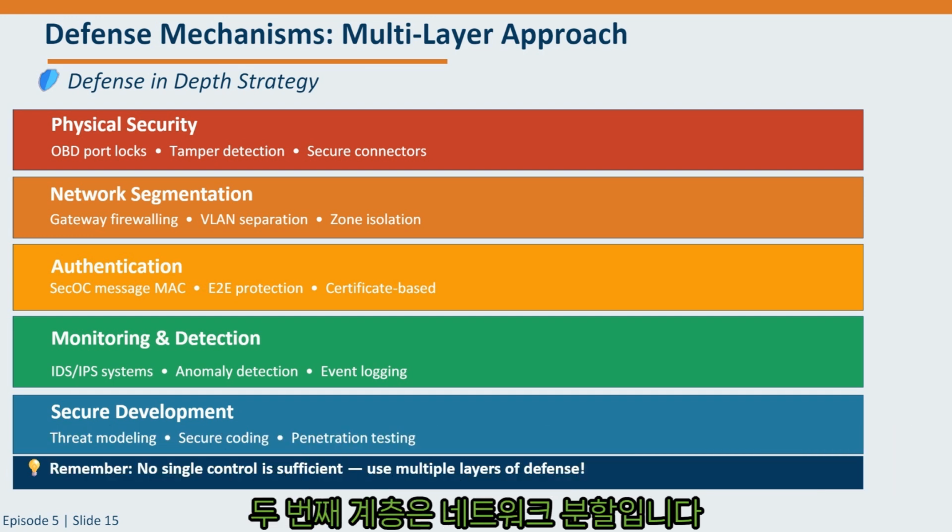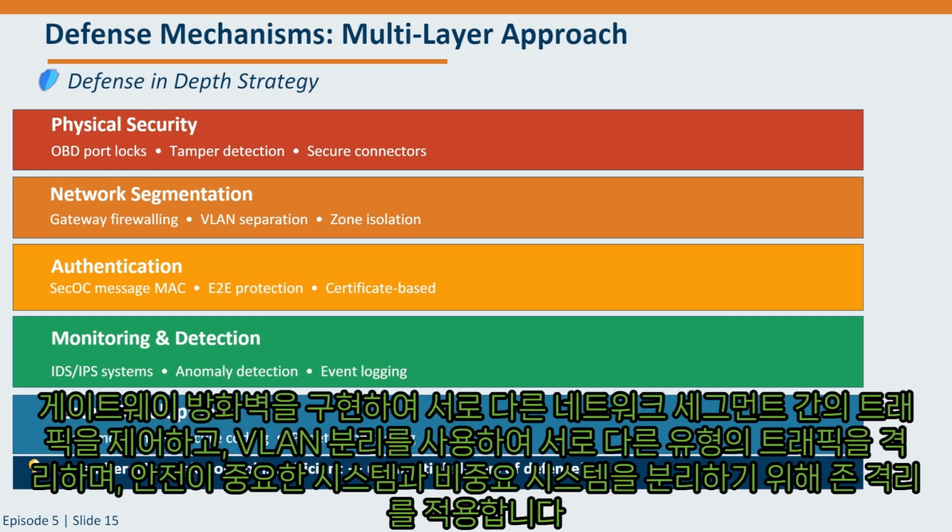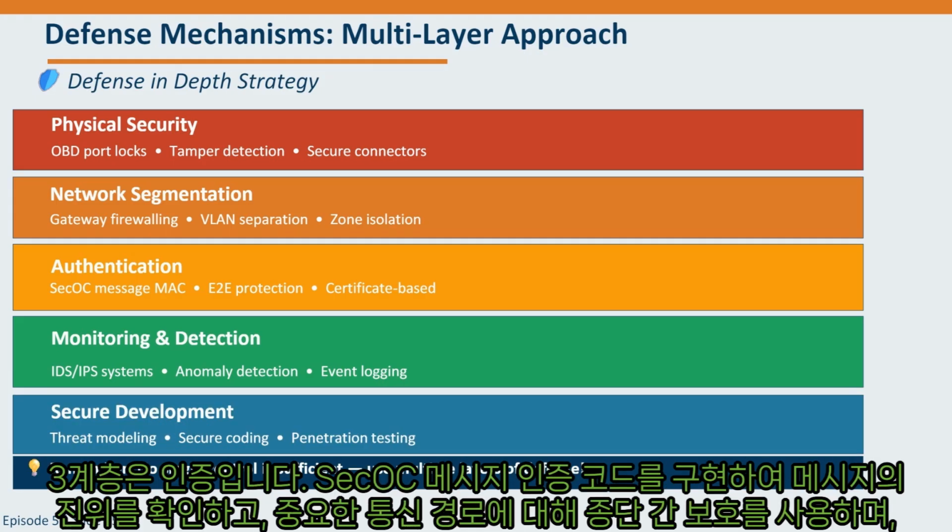Layer 2 is network segmentation. Implement gateway firewalling to control traffic between different network segments, use VLAN separation to isolate different types of traffic, and apply zone isolation to separate safety-critical from non-critical systems. Layer 3 is authentication.